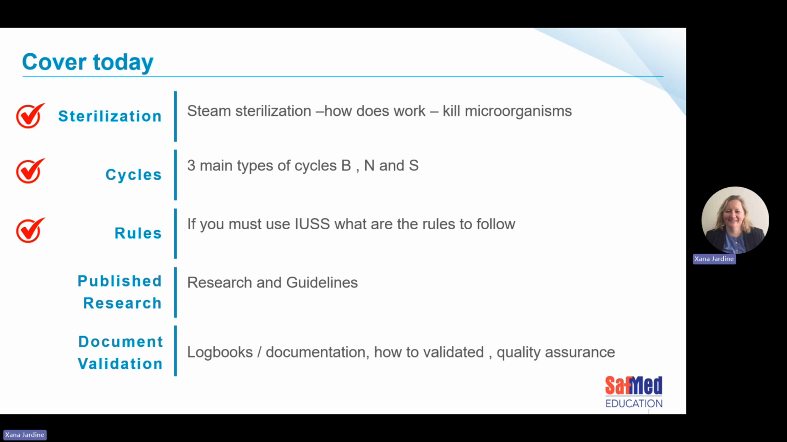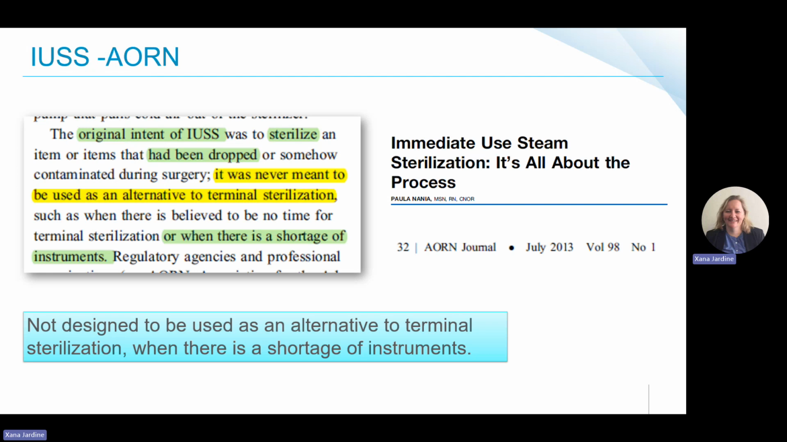Yeah, so we've touched on some of the rules, but now let's have a look at what the research and some of the printed literature and the guidelines can teach us around immediate use steam sterilization. Again, from the AORN, the original intent of immediate use steam sterilization was to sterilize an item or items that had been dropped or somehow became contaminated during surgery. It was never meant to be used as an alternative to terminal sterilization. Never. It was not meant to be used because we have a shortage of instruments.